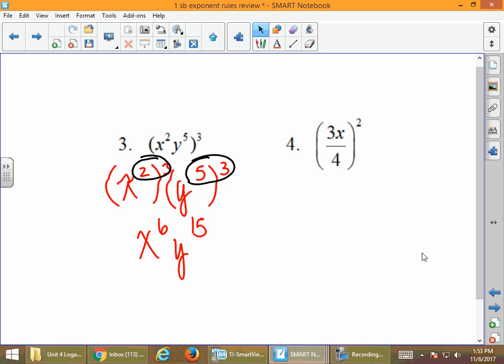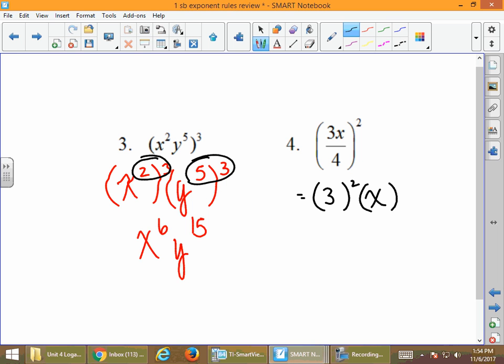Number 4. Same kind of idea here, but now we actually put numbers in it. But once again, what's inside the parentheses gets raised to the power outside the parentheses. So this one becomes 3 squared, x squared, and 4 squared. If you need some work, some people don't need to even show that work.